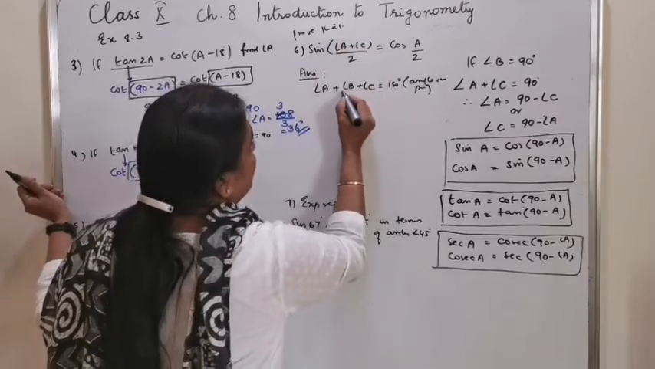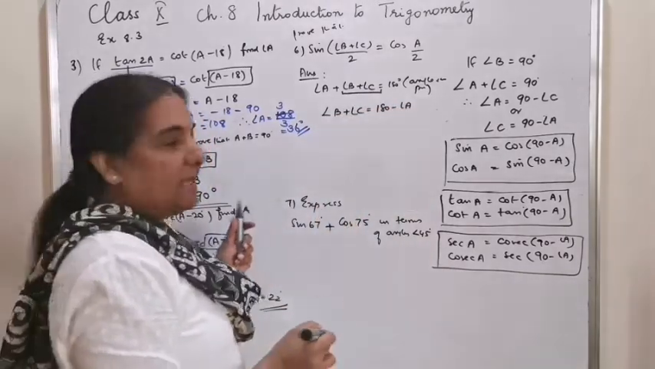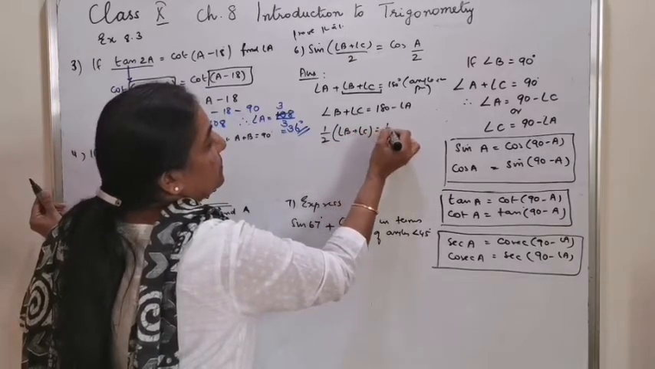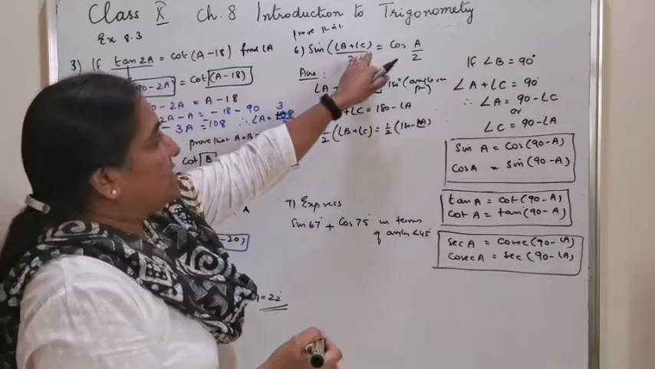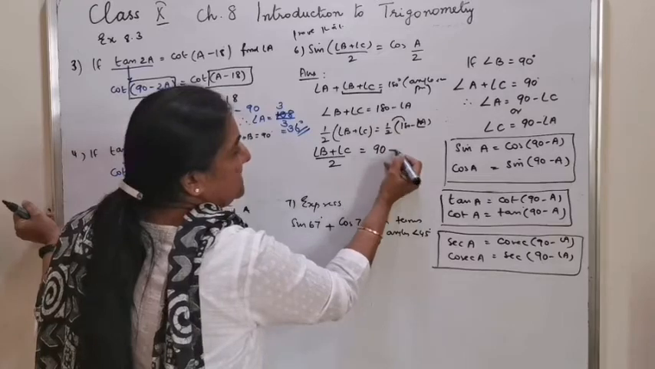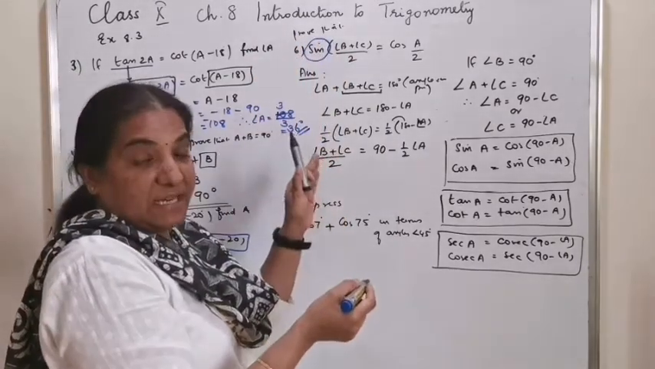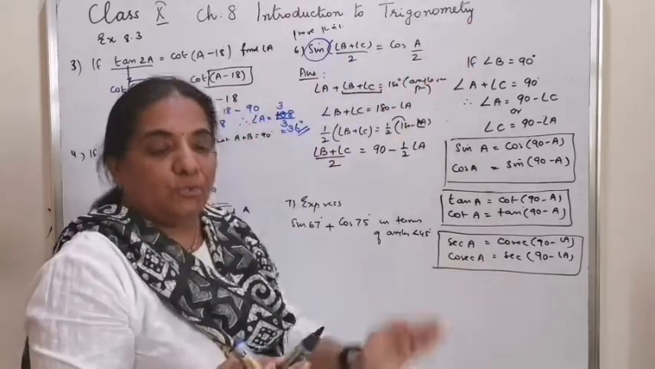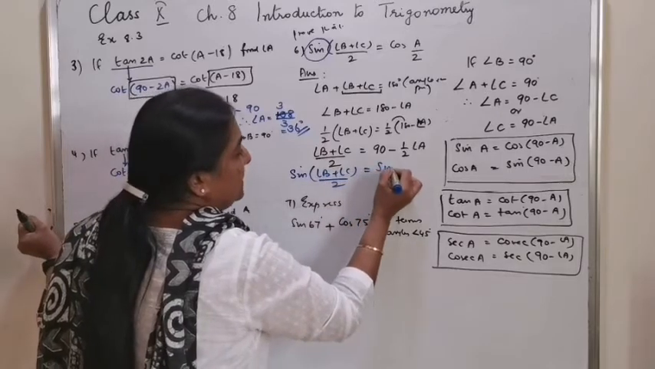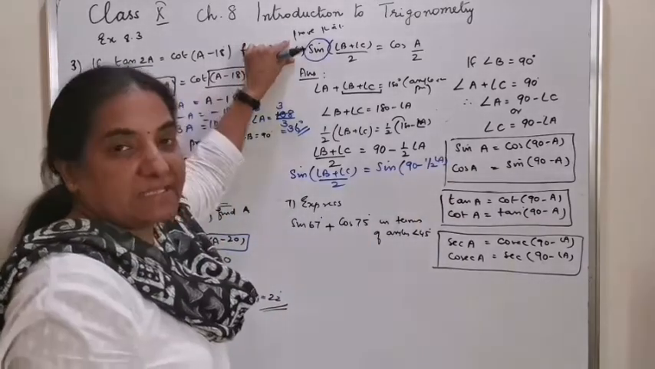The question needs (B plus C) by 2. Let's go in steps. That means angle B plus angle C is 180 minus angle A, and (angle B plus angle C) by 2 means half of B plus C. That means half of (angle B plus angle C) is equal to half of (180 minus A), as per the question requirement we are proceeding. That is, (angle B plus angle C) by 2 is equal to half into 180 is 90, half into A is half angle A. The question needs the sine ratio on the left side. That doesn't mean sine on one side and cos on the other side. You are going to take the sine ratio on both sides. That means sine of (angle B plus C) by 2 is equal to sine of (90 minus half A).